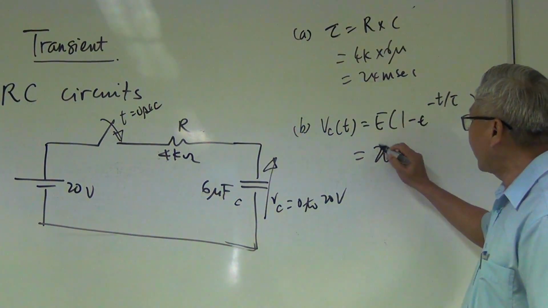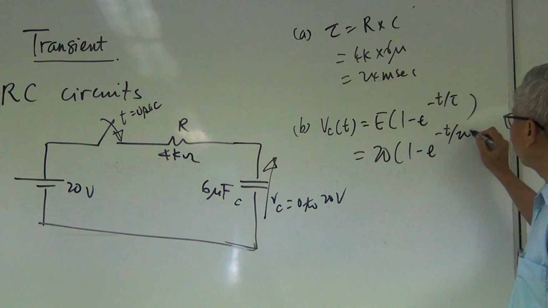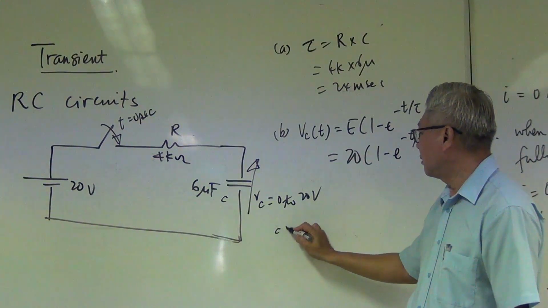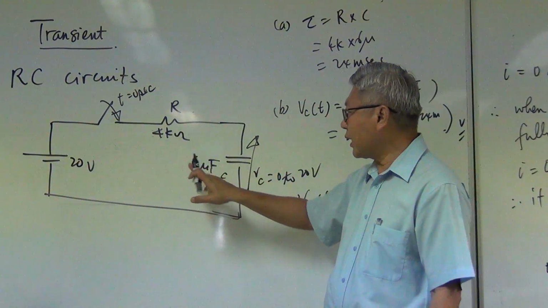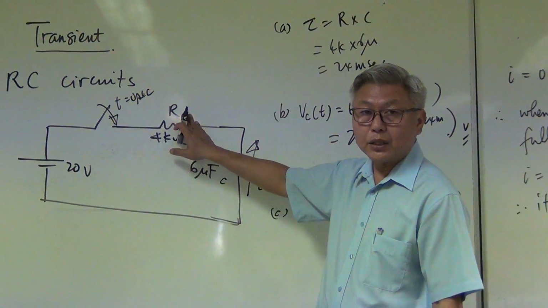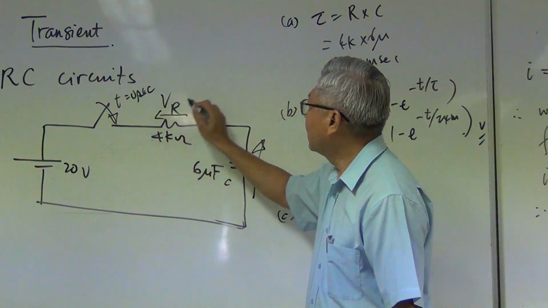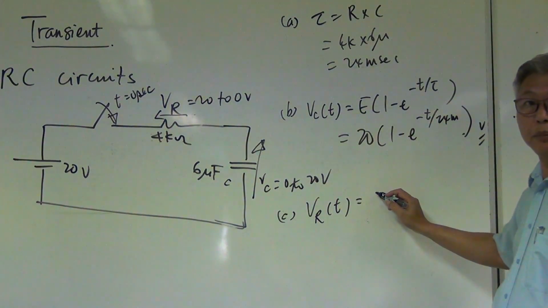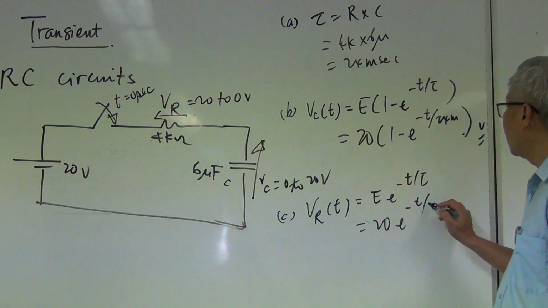You say my E supplies 20 volts, so it's 20 times (1 minus e to the minus t over 24 milliseconds). That is the expression for VC. Part C, find me the expression for VR, the voltage across the resistor. According to Kirchhoff's voltage law, if here is 0 to 20, here should be 20 to 0, so it's a decreasing function, without a bracket. So it's 20 e to the minus t over 24 milliseconds.